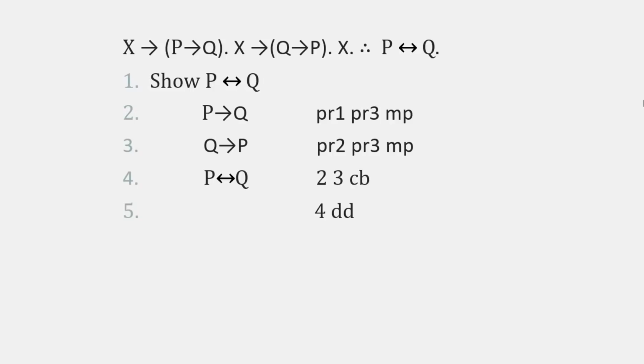So in this case, I forced myself to derive both sides of the conditional. Given x, I've got x as premise 3, and then I just modus ponens myself, P then Q, and then modus ponens myself, Q then P, and on 2, 3, I did conditional to biconditional, CB. And that was what I was looking for, so we're done.